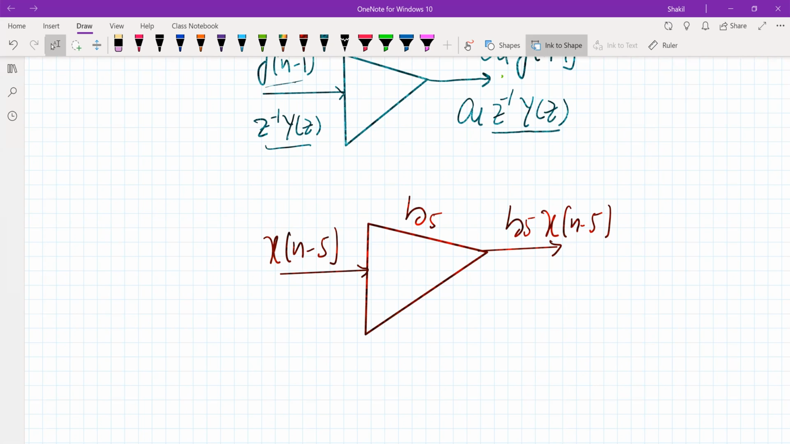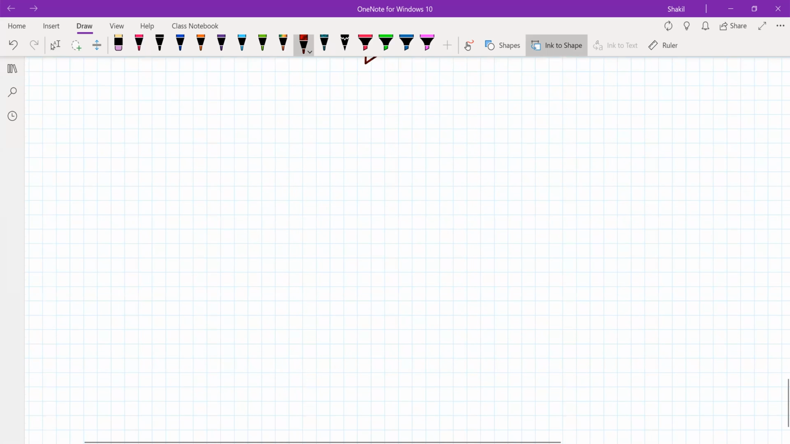So what is going on here in the frequency domain? We write it as z raised to minus 5 X of z. Then this will be b5 z raised to minus 5 X of z in frequency, right? So this is how we write the input output relationship of a multiplier in time and frequency domain. All right. And the last element that we need is the adder or the summer.